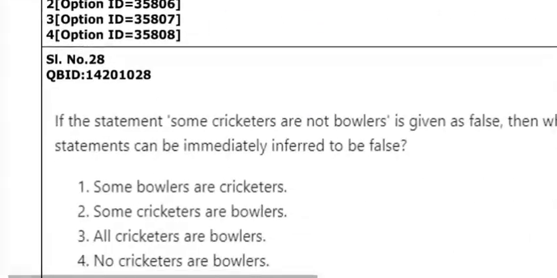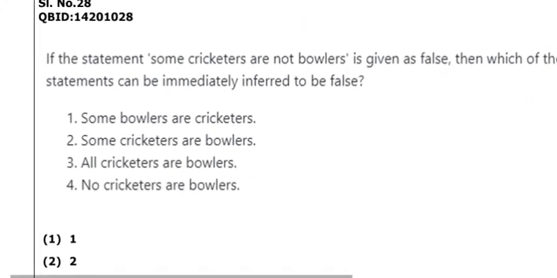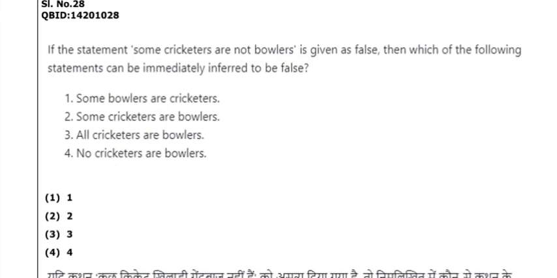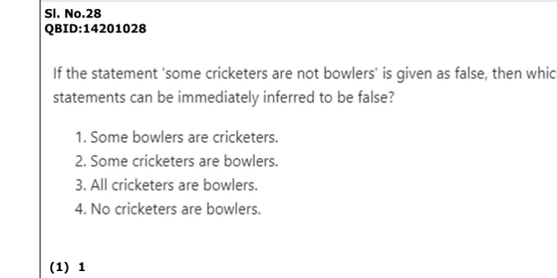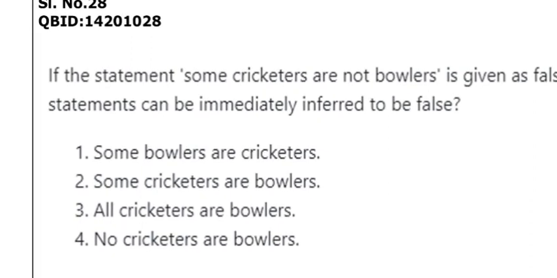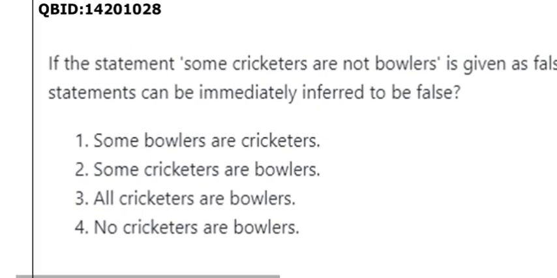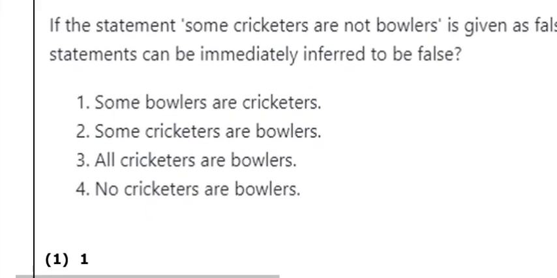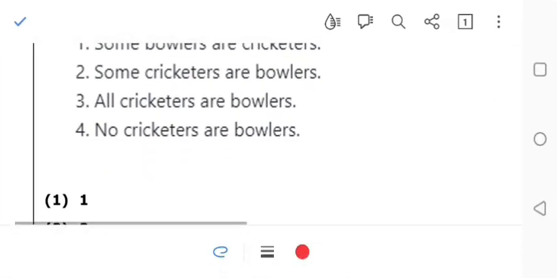Next is 28. It says if the statement "some cricketers are not bowlers" is given as false, then which of the following statements can be immediately inferred to be false? Some bowlers are cricketers, some cricketers are bowlers, all cricketers are bowlers, no cricketers are bowlers. For 28, it will be number D, no cricketers are bowlers.